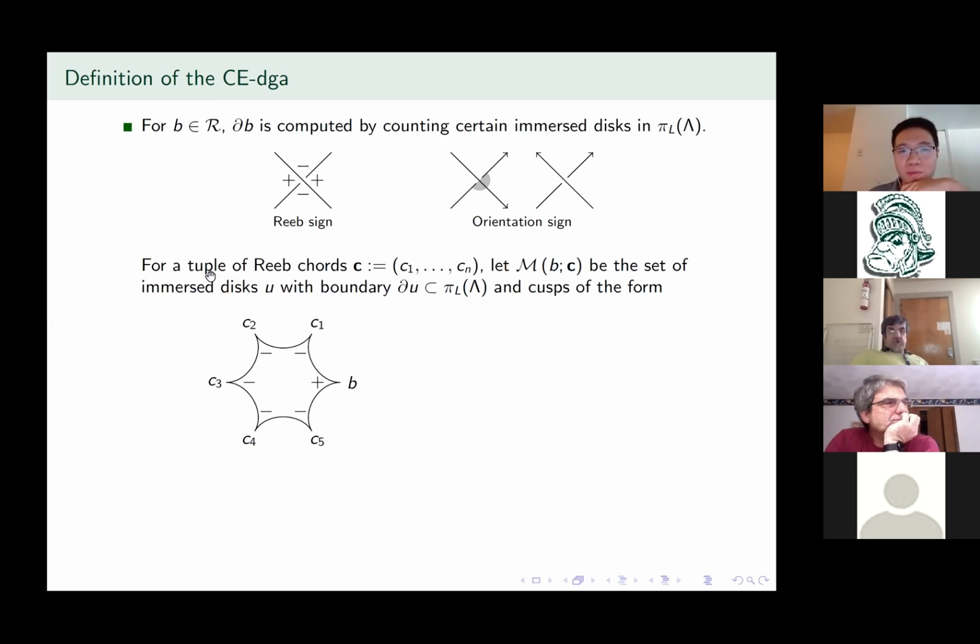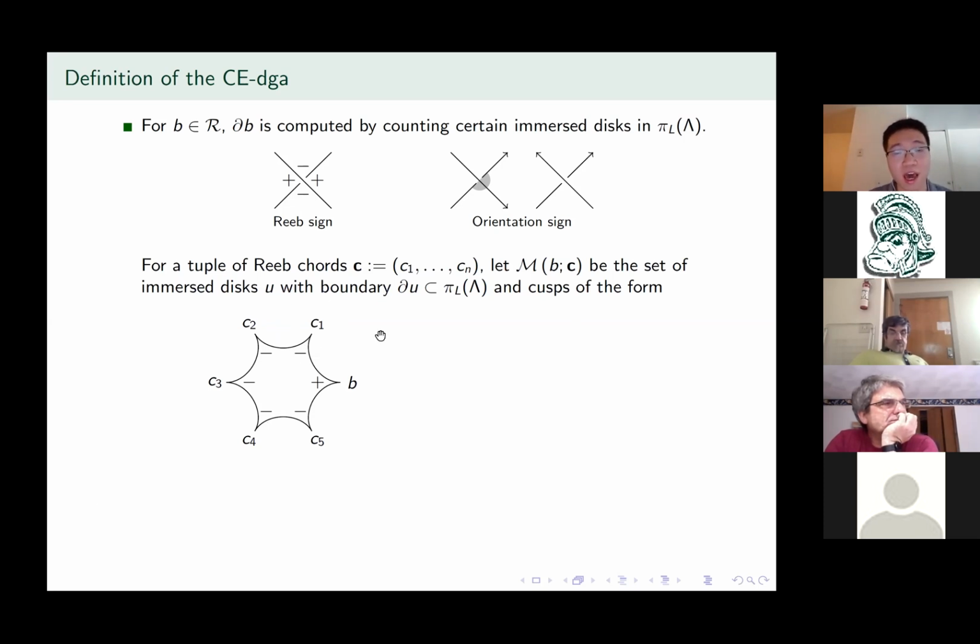And then for any tuple of ripcords, C1 to Cn, let M be semicolon C be the set of inverse disks with boundary partial U inside the Lagrangian projection, and also cusps of the following form. So you are allowed to have one positive rip sign at the B, and then all the rest of the cusps should all be at the minus corner of the picture.